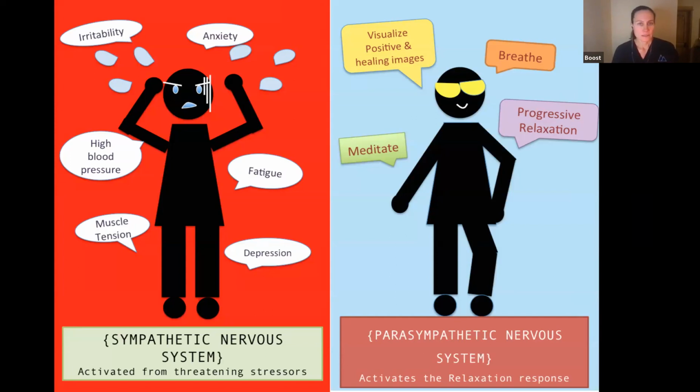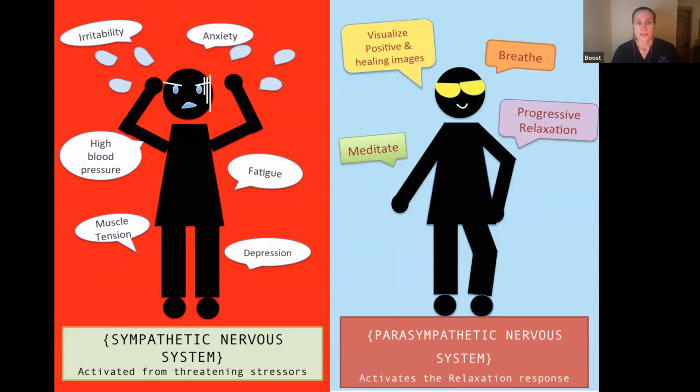Anything that you can do to get us into parasympathetic is going to help us to heal and to feel better. So on the right side of the screen are a bunch of activities that you can do to kind of help you to stay in parasympathetic more after this block. So what we do in the office with any of our treatments is only a small percentage of whether or not things are going to work.